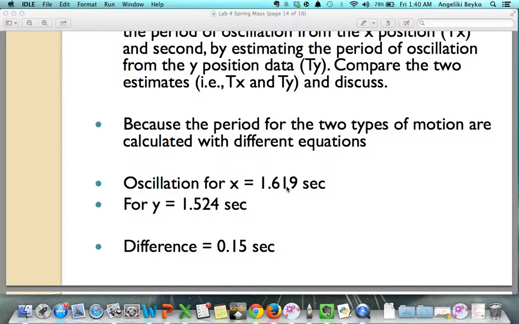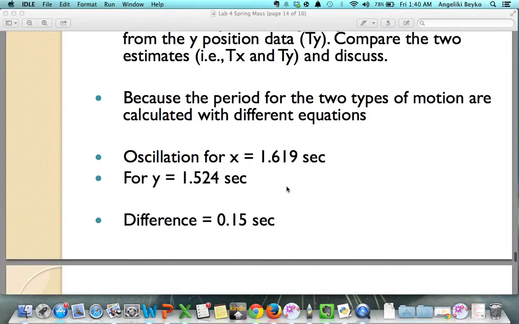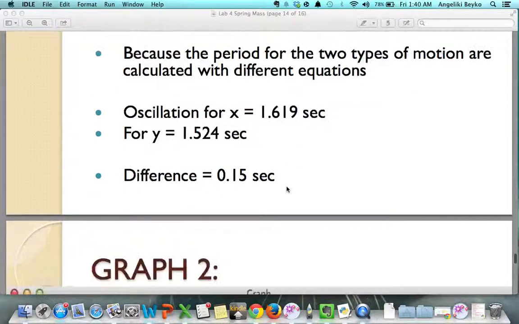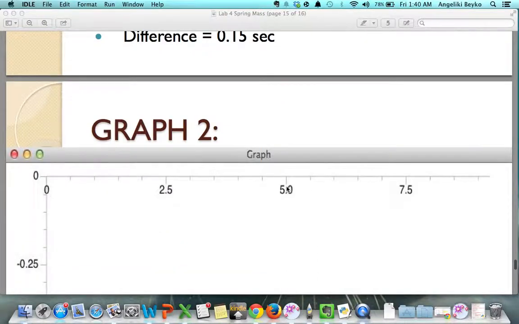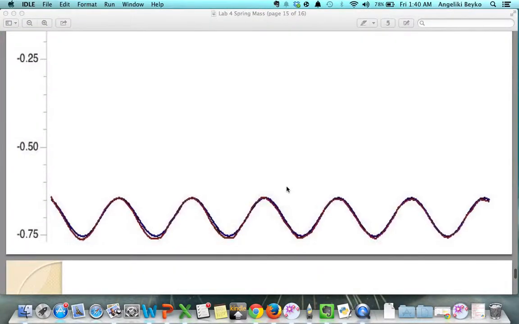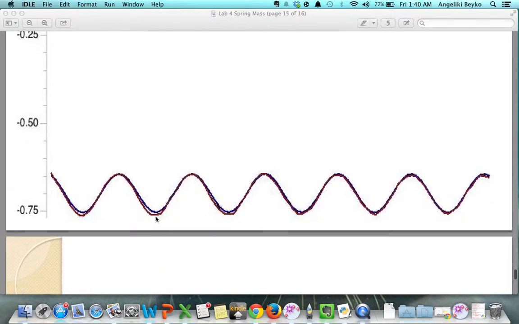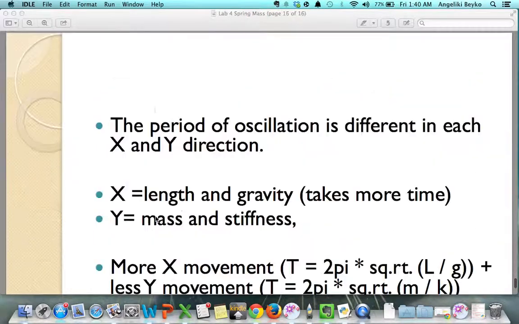The reason the periods are different is that there are two different calculations, two different formulas. This is the difference between the observed and the predicted data. As you can see, there's not a lot of difference, and if there's a really small difference, it's probably due to human error from not choosing a correct point mass.